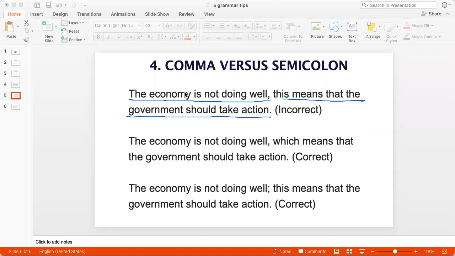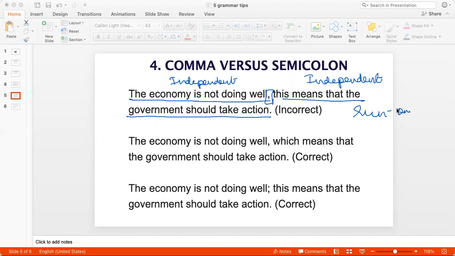Why is this wrong? Because the economy is not doing well is an independent clause or a full sentence. And this means that the government should take action is another independent clause or a full sentence. And we cannot join two independent clauses with a comma. When we do that, we create an error called a run-on. This is a run-on error. So that is clearly not the right answer.